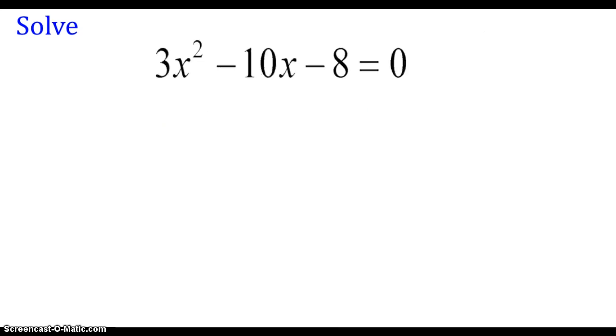Okay, here's our next equation. And the thing about this equation, it is set equal to 0, so I'm already ready to start. But now when I look at this, there's no GCF, and you still always want to look for a GCF. There is no GCF, but now A is not 1.